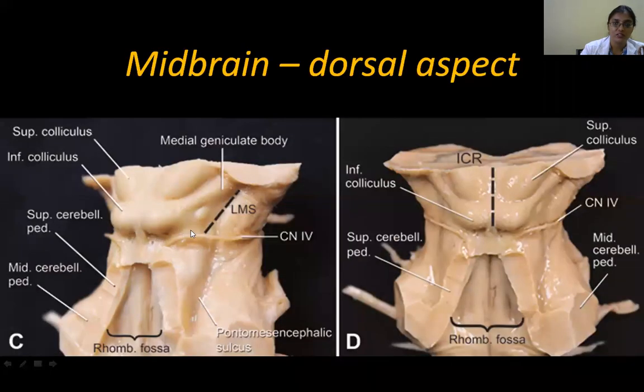See, this is the dorsal aspect. So this is the superior colliculus, this is the inferior colliculus. Beneath the inferior colliculus, they decussate, and then here, this is the fourth cranial nerve. The fourth.